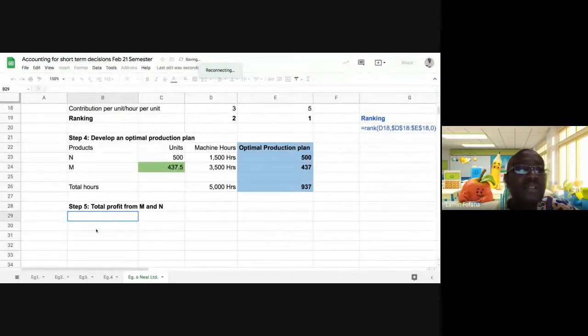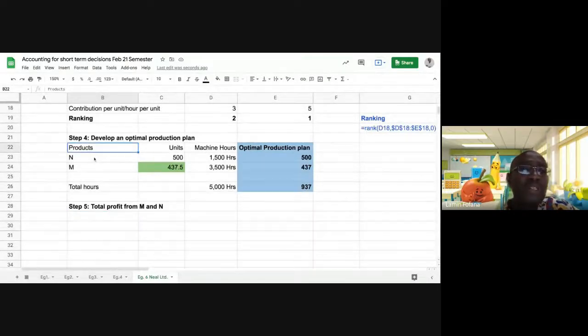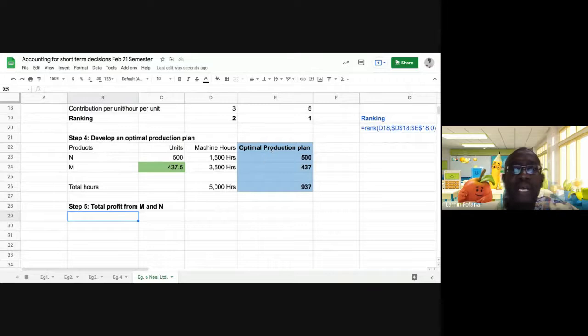So now I have my products here, product N, M, and so on. But I want them here. So what's the best way of doing it? I want my products here. I want my optimal production plan units also to be here. Then I'll do my contribution per unit, and then I'll do my total contribution. So how do I replicate these things here?